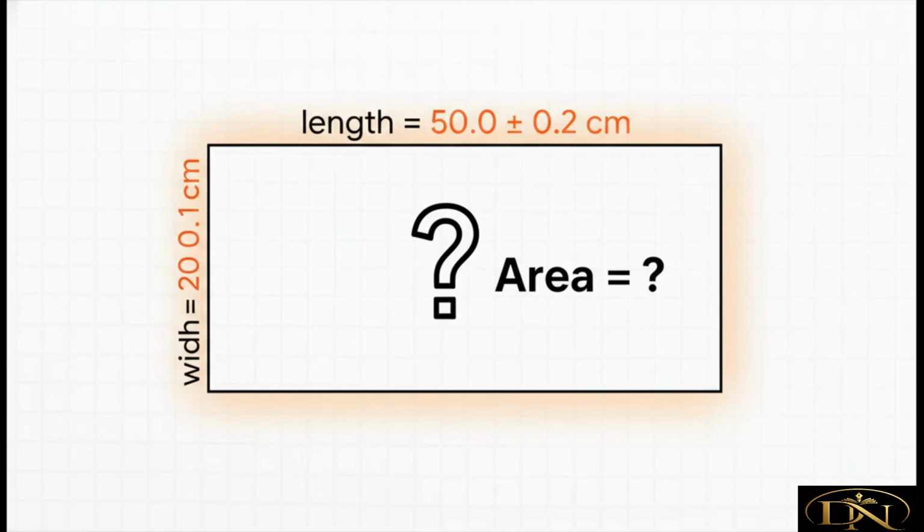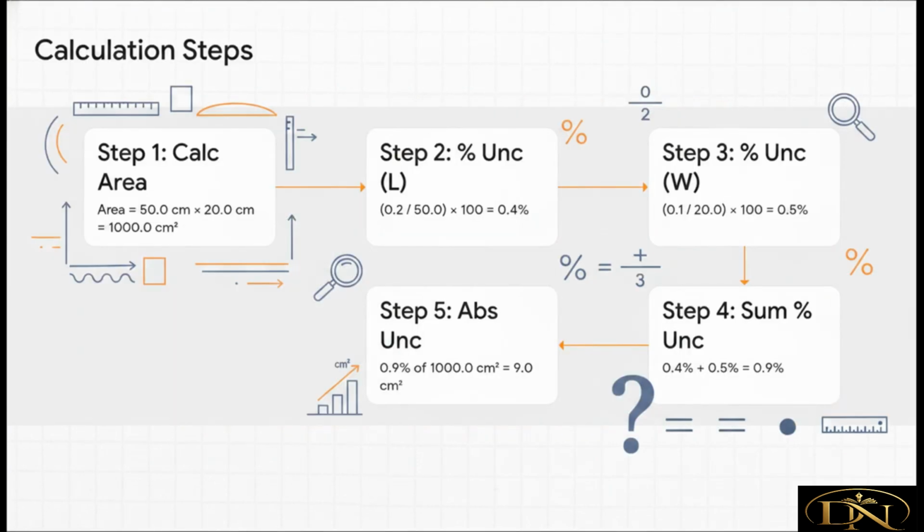All right, here's the setup. A student measures a length, 50.0 centimeters, give or take 0.2, and a width, 20.0 centimeters plus or minus 0.1. We need to find the area and, more importantly, the total uncertainty in that area. Okay, let's break it down. Step 1, the easy part. Just calculate the area. Length times width. 50 times 20, that gives us 1,000 square centimeters. Done.